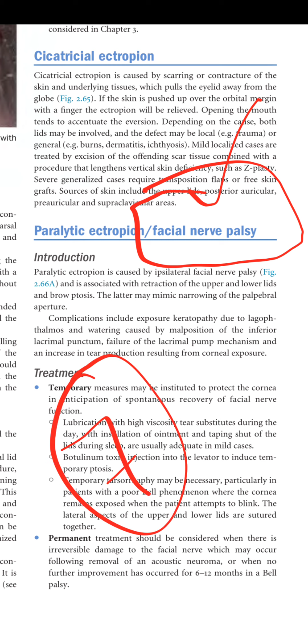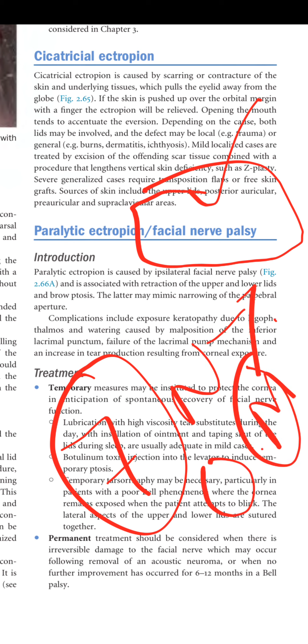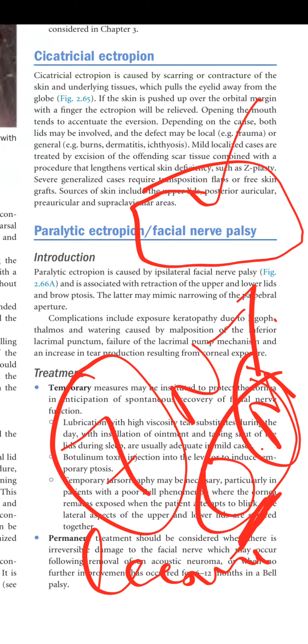Basically the facial nerve is the seventh nerve which supplies the orbicularis muscle of the eye, and it is a very important muscle, especially in closing of the eye, and especially when you want to drain the tears, because it acts as a lacrimal pump when you blink. So when the orbicularis muscle is weakened, the lacrimal pump fails, and there will be increased tear production caused by the corneal exposure.